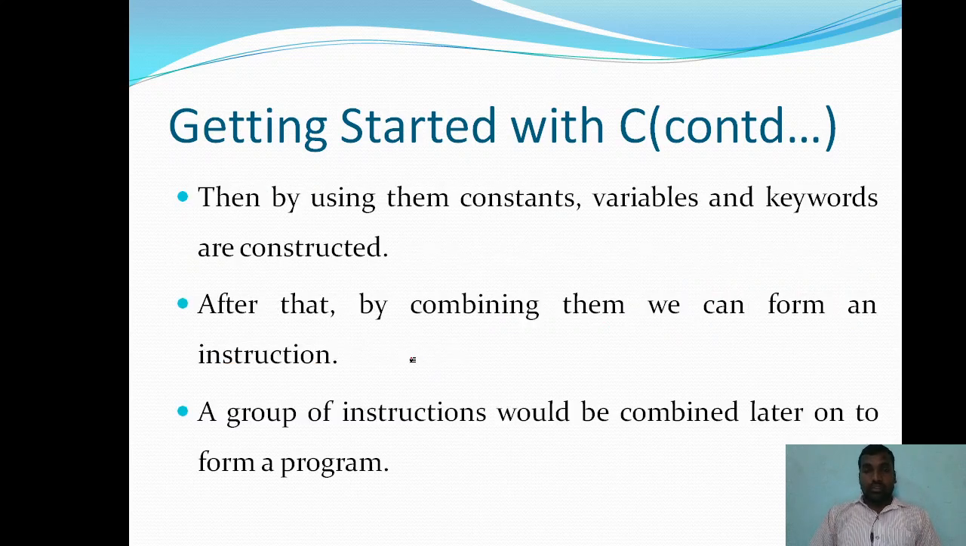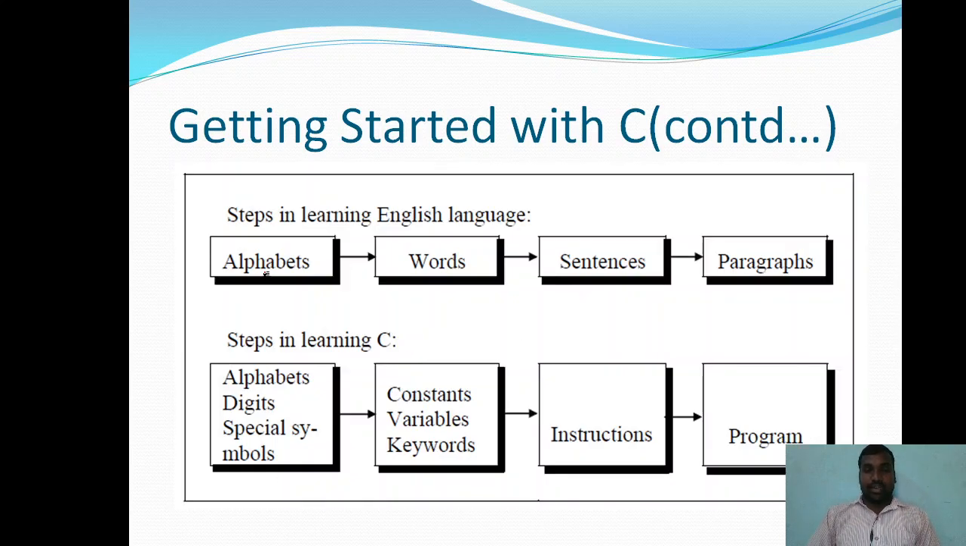Here is a simple example diagram, a pictorial representation. The steps in learning English include: first of all we need to learn the alphabets, then we combine alphabets to form words, and then we combine several words to form sentences. While forming the sentences, we follow some grammatical rules. Then after forming the sentences, we form the paragraphs based on their relativeness, or based on their occurrence in sequence.